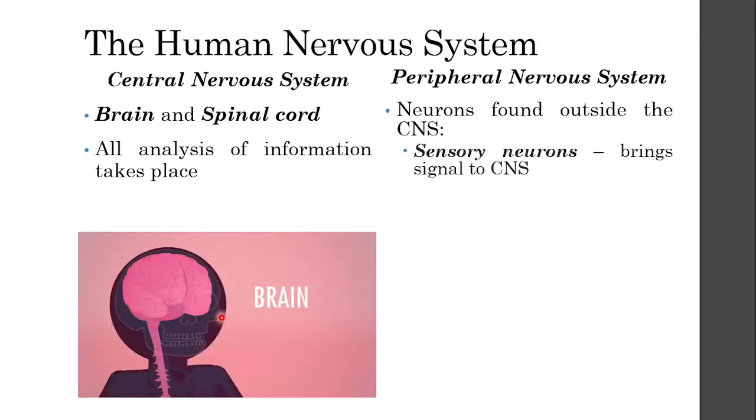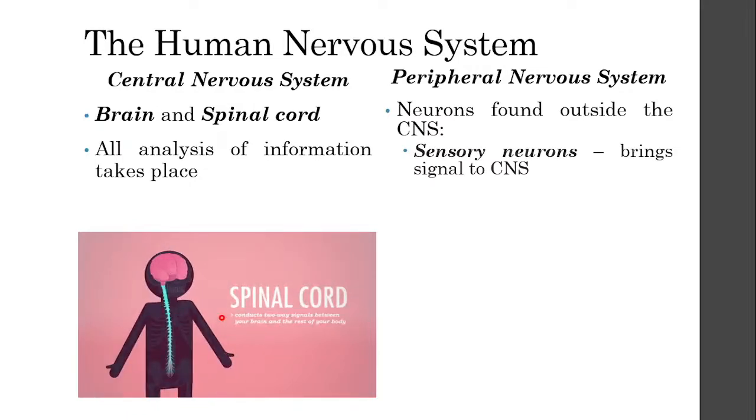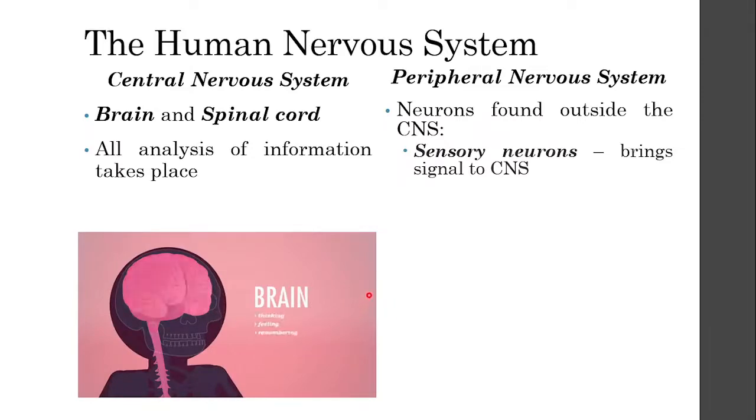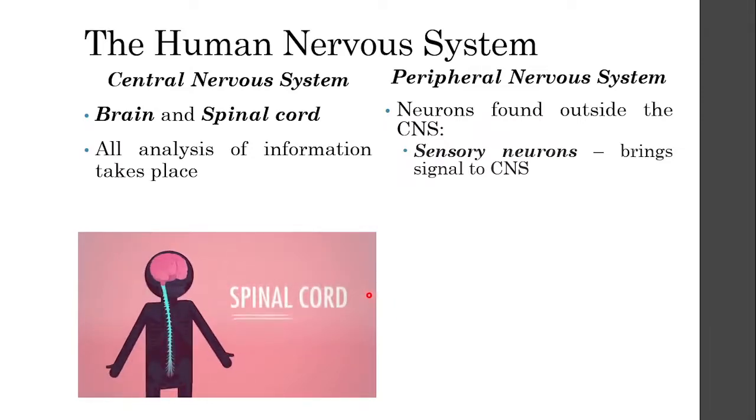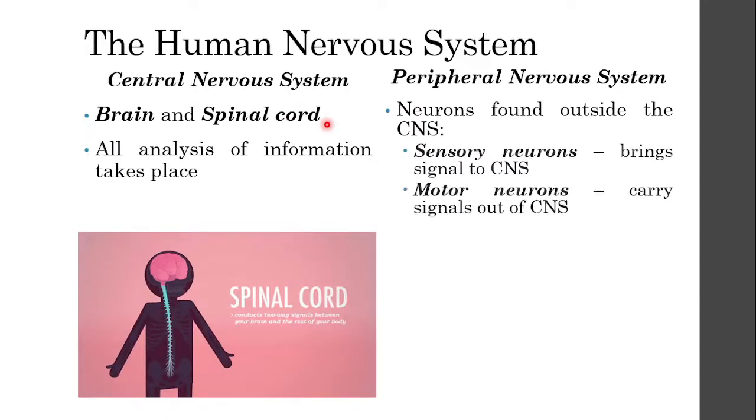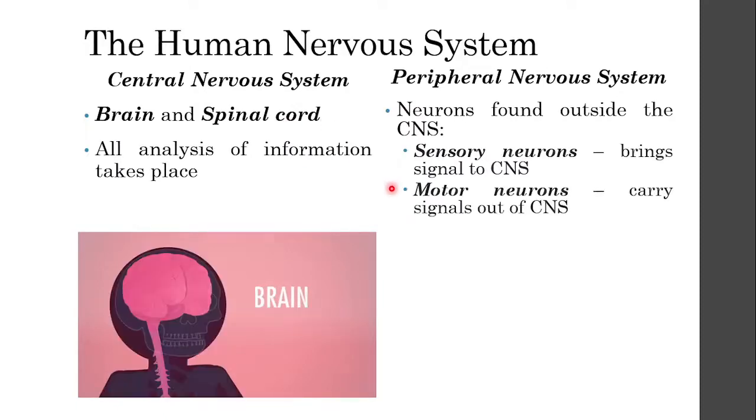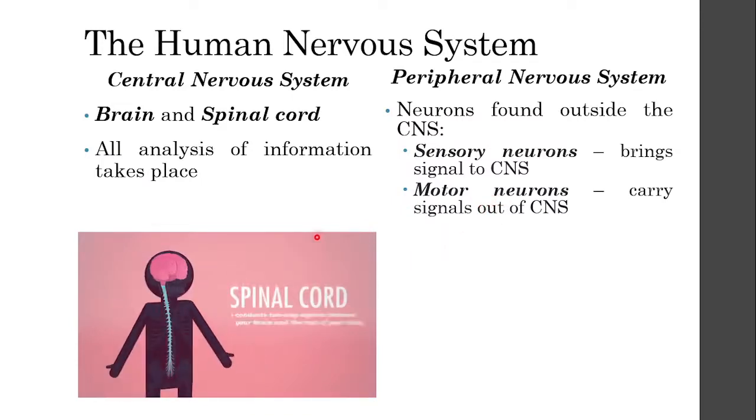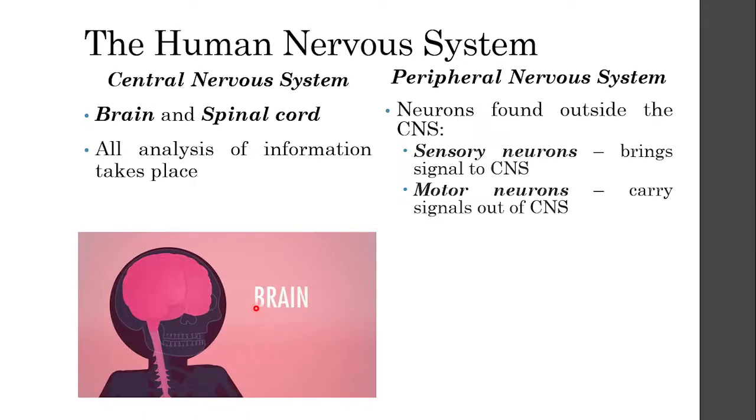We have the sensory neurons, which we call the afferent neurons, which starts with A. These are the neurons that send signals from our body into our central nervous system. So these are the neurons that send the information into our brain and our spinal cord. And then we have what we call the motor neurons. Motor neurons are the ones carrying the signal from the CNS into the parts of our body.